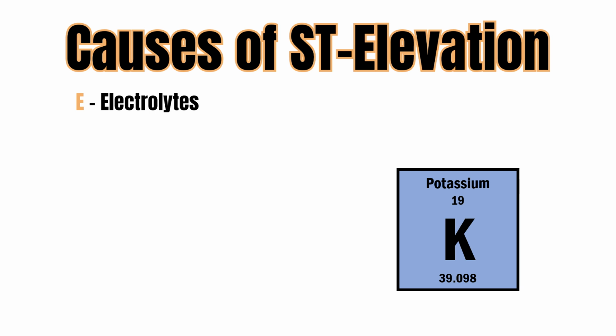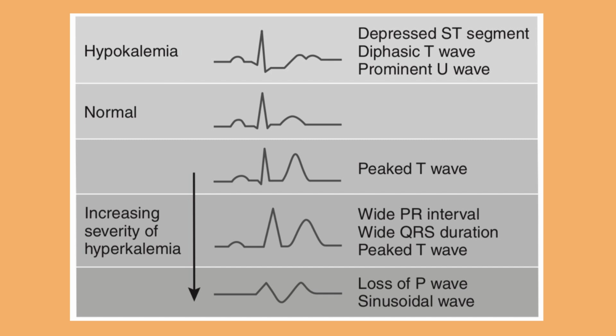Now let's talk about everyone's favorite electrolyte, the death ion, potassium. The EKG changes associated with changes in potassium are well described. With hypokalemia, we usually get prominent U waves, and then as the potassium worsens, we notice a progressive change in the EKG from peaked T waves to widening of the QRS to the sinusoidal wave, followed by asystole.